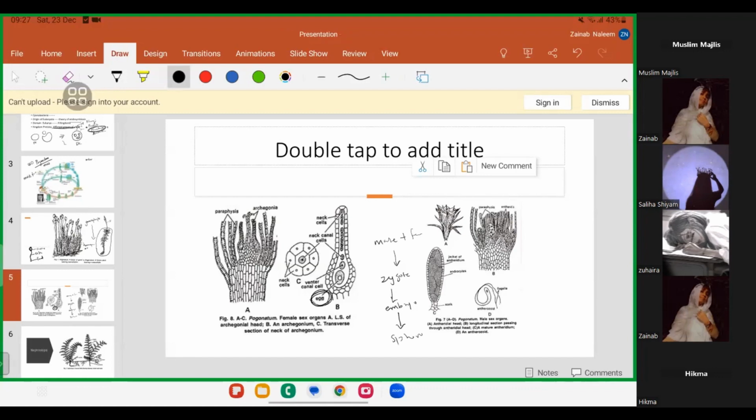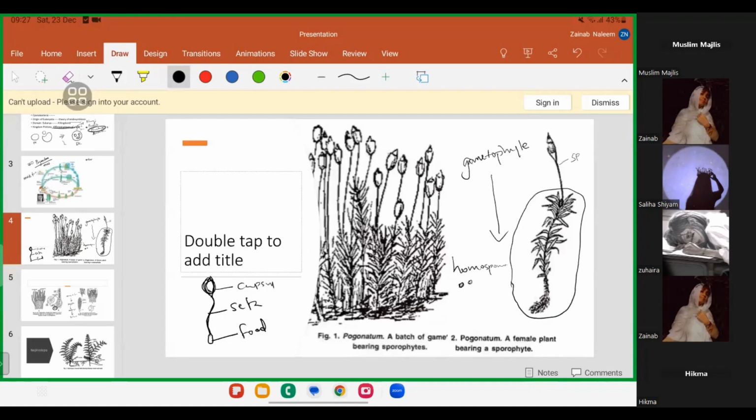The male swims through the external water into the female organ and fertilizes the egg. It grows into the zygote, and the zygote grows into an embryo. The embryo becomes a sporophyte, which remains attached to the gametophyte. If you see this picture, you can see all these things. It absorbs nutrients from the gametophyte, and the sporophyte consists of three things: foot, seta, and capsule. The foot is inside the gametophyte, which absorbs water and nutrients, the seta is a stem-like thing, and the capsule produces spores by meiosis.